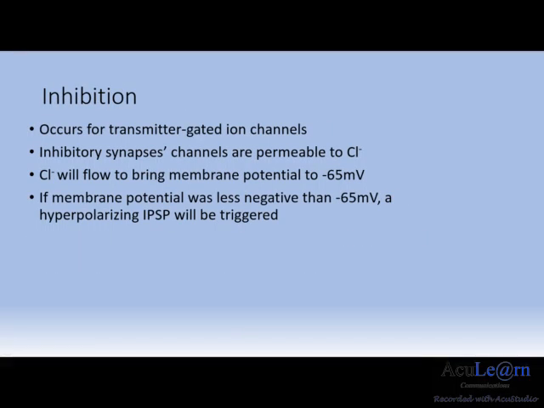In contrast to EPSPs contributing to the action potential output of a neuron, inhibition also occurs to inhibit the effects of the EPSPs through the effects of IPSPs. As mentioned earlier in the video, inhibitory synapse channels are permeable to chloride ions and they bind to GABA and glycine neurotransmitters. The flow of the chloride ions acts to bring the membrane potential closer to -65 mV, which is the equilibrium potential of chloride. If the membrane potential was less negative than -65 mV, hyperpolarization will be triggered.